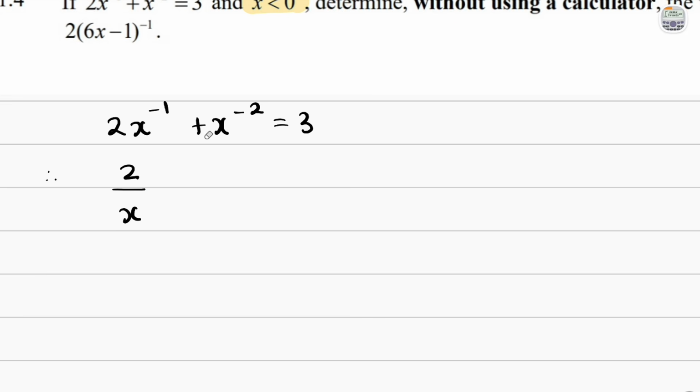Likewise, with this one, you see that the x to the power of negative 2 needs to move to the denominator. So if it moves and becomes x squared, what's in the numerator? It's whatever was in front of this x, which is an invisible 1. Okay, so it's equal to 3.